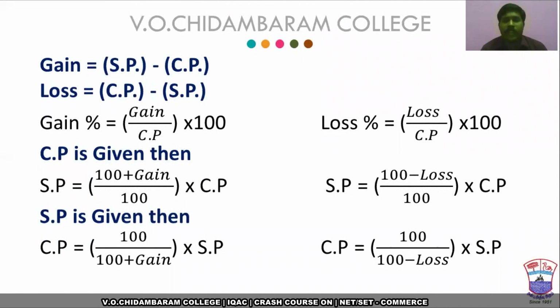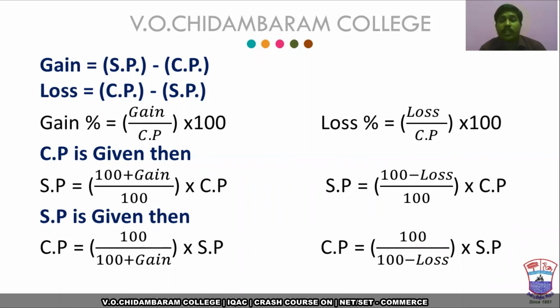These are all the basic formulas in the topic profit and loss. These are also the shortest path to reach the answers. What is gain? Selling price minus cost price is known as gain or profit. What is loss? The cost price minus selling price is known as loss.